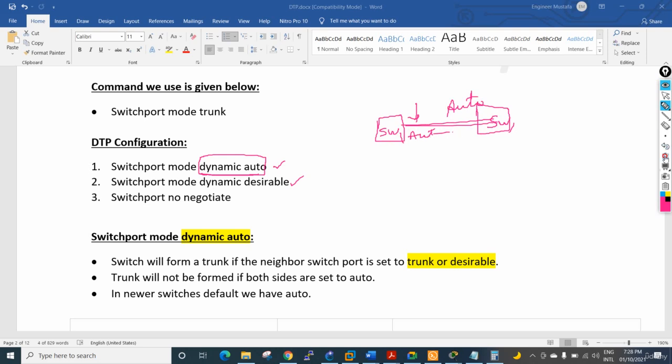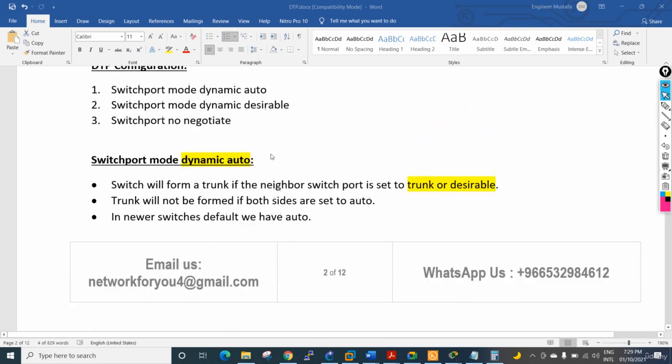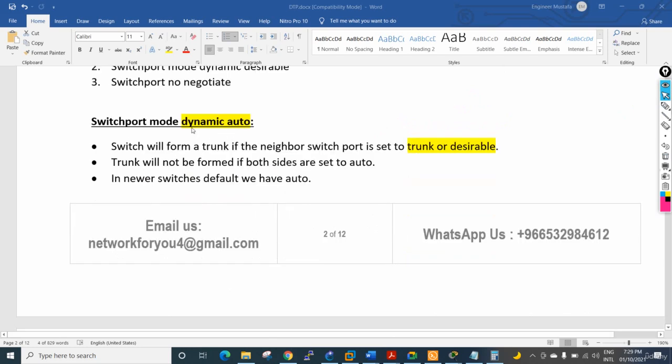Okay, anyhow, I will show you when we do the lab. Now just remember, we have three modes. One mode is dynamic auto, one mode is dynamic desirable, and one more is no negotiate. So we will disable the DTP. First, we will see what we are saying: switchport mode dynamic auto.